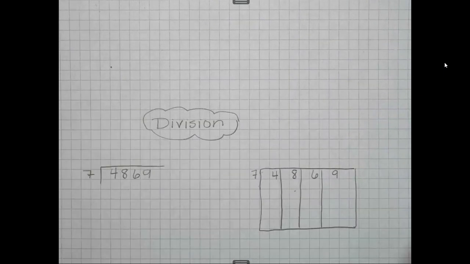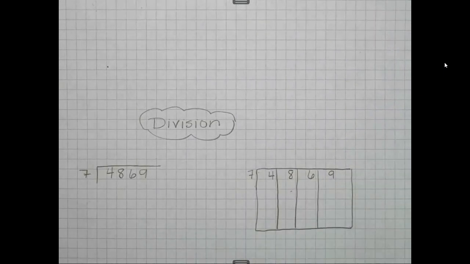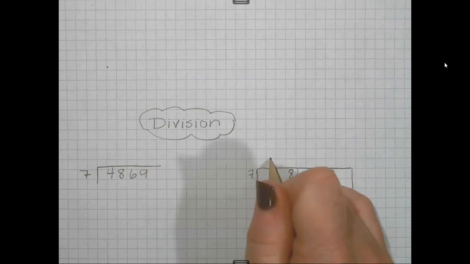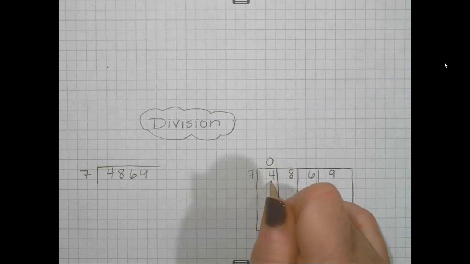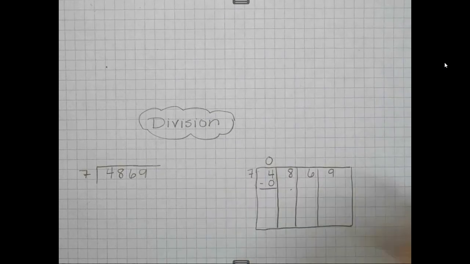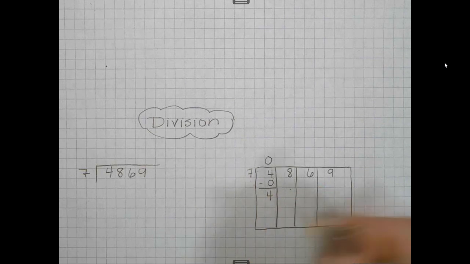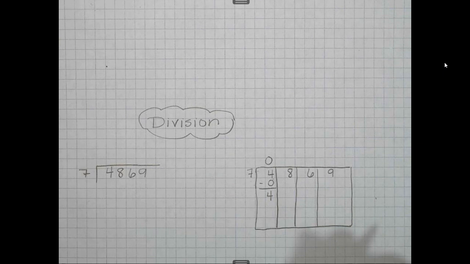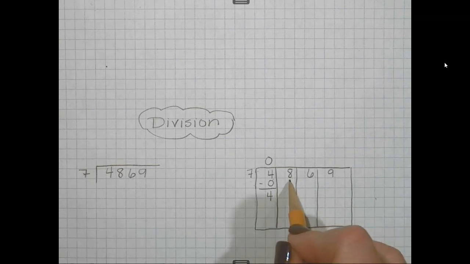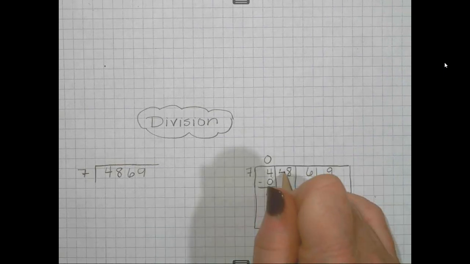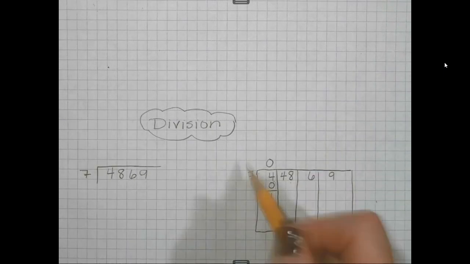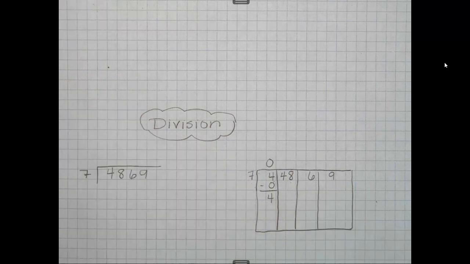Okay, so when we divide, I cannot divide 4 by 7. Can't make any groups with anything less than 7,000 right here. So that's going to be a 0. So we have not used any groups of 7. So this 4,000 is going to be renamed or regrouped as 40 hundreds. And we're going to put it with the 800s that we already have, which is why we have 48 right here. Okay.